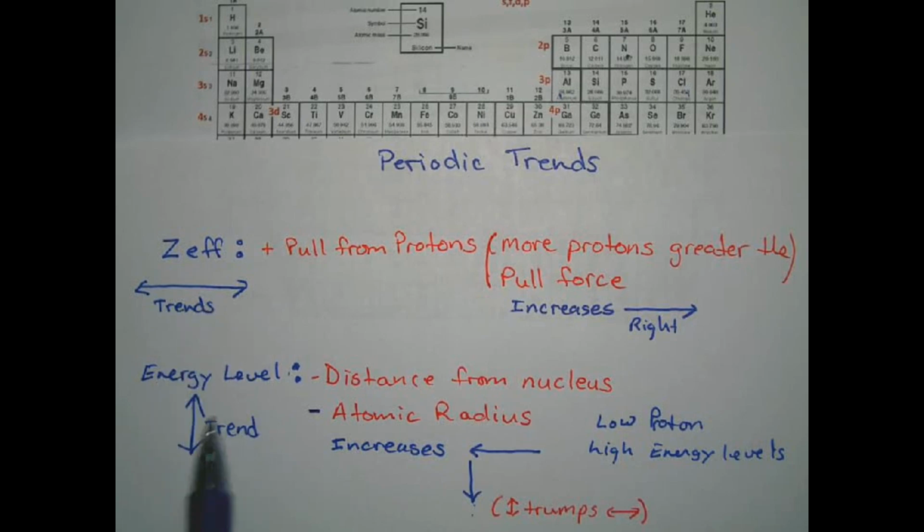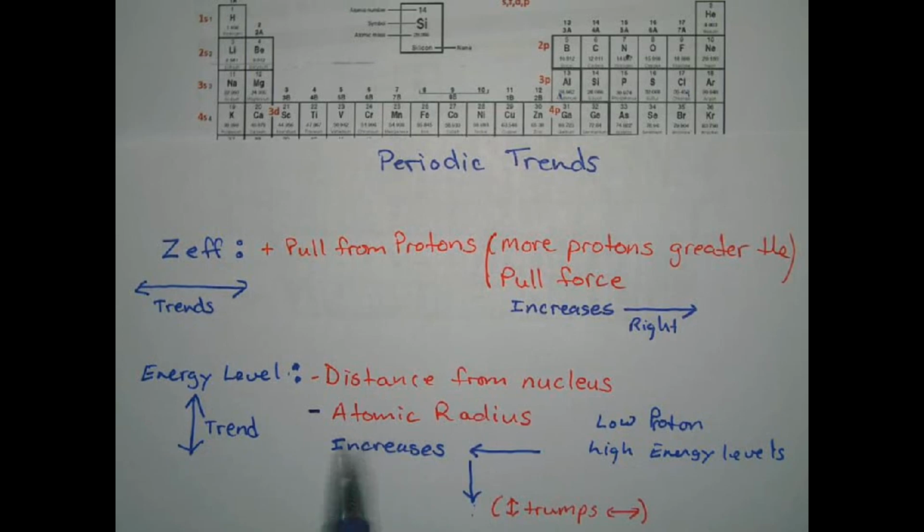The second thing we're looking at is energy level. This determines the up and down trend. Well, what is the energy level? It's the distance from the nucleus. As you gain each energy level, the distance from the nucleus increases more and more and more. So kind of what we're really looking at is atomic radius. Atomic radius was our first trend.